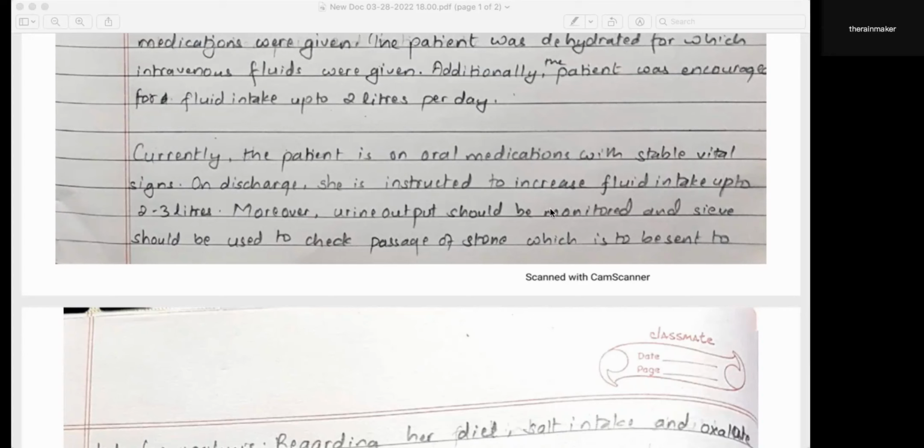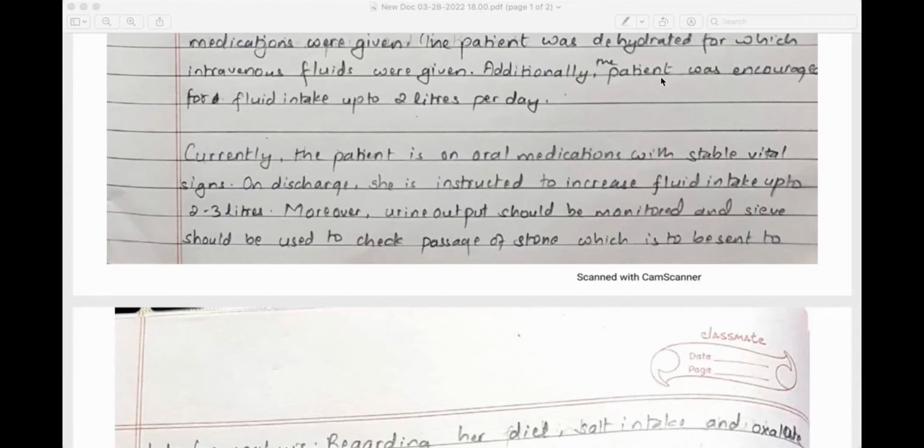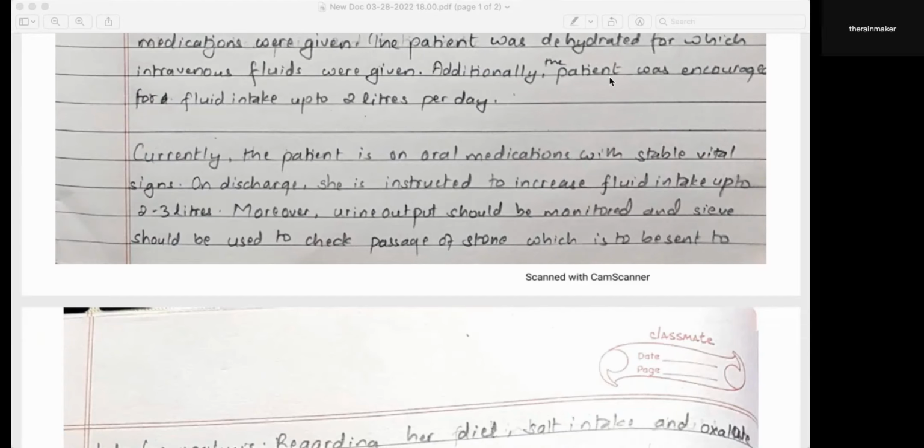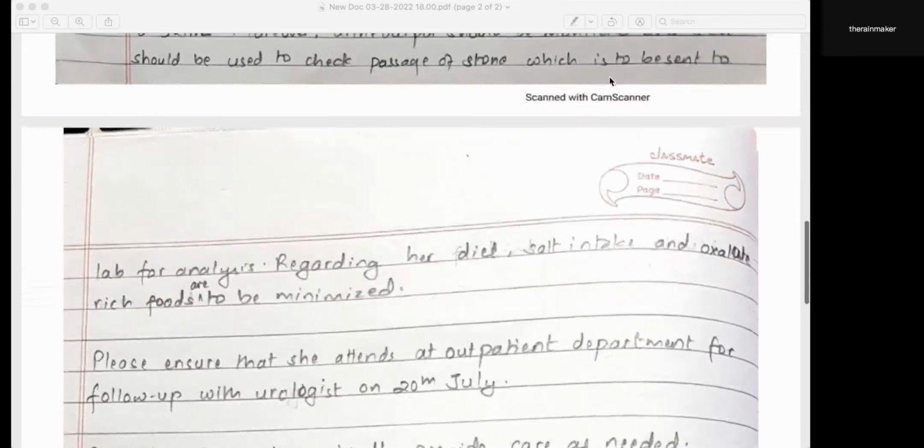I've actually mentioned this in our earlier classes as well. Never use "moreover". In addition, furthermore, moreover, besides, suffering should not be included in any letters. "Urine output should be monitored, and SIF should be used to check." So what?